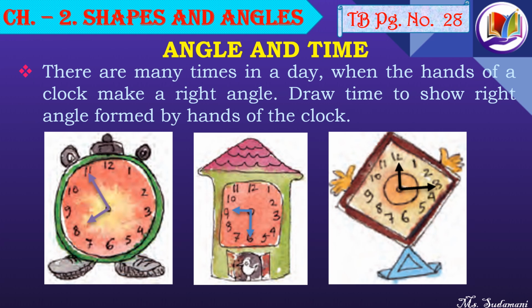That is, 8 to 9 is 30 degree, 9 to 10 again 30 degree and 10 to 11 again 30 degree. That is, 30 times 3 is 90. So it forms an angle of 90 degree. Similarly, look at the time in the second clock and the third one as well. You'll find that these are the different times when the clock forms a right angle.